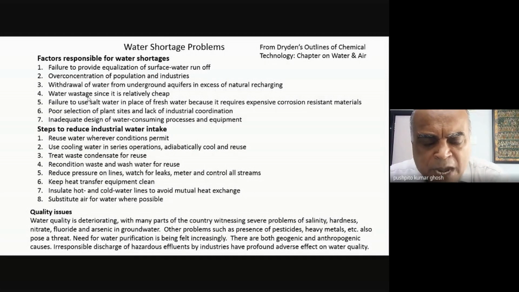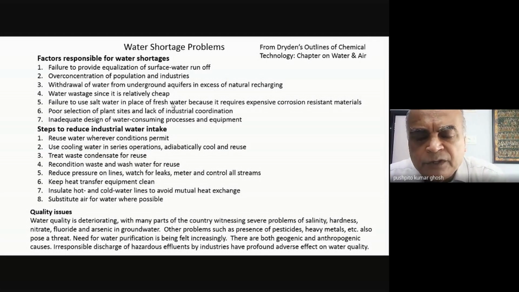We know there is plenty of water in the sea, but that's not the water we are talking about. We're talking about fresh water. Failure to use salt water in place of fresh water. There are so many plants along the coastal areas, power plants, industrial plants. But even they use fresh water, and they don't use seawater even for their cooling, etc. Why? Simply because of corrosion-related problems.